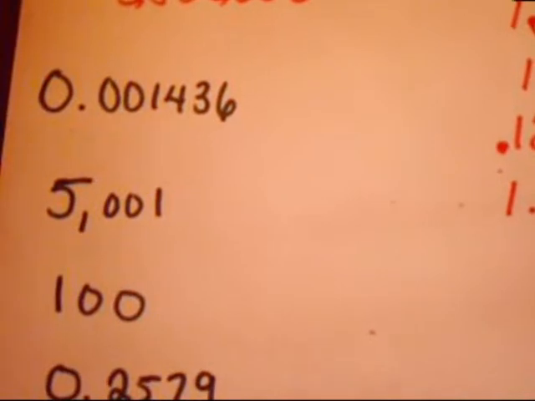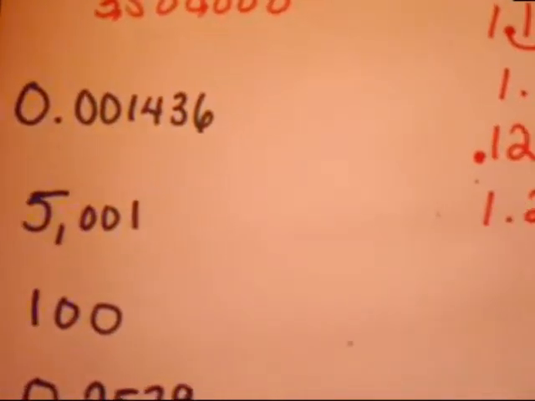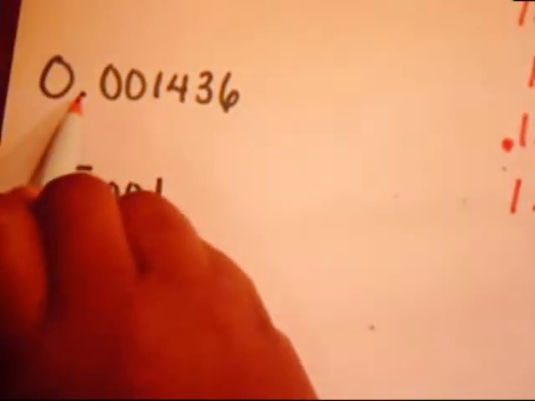So, for example, you got 0.001436. There's a certain place where I need to stop my decimal to see where the number is going to be greater than or equal to 1, but less than 10. Okay, let's move it. First of all, which direction do I need to move it to make it big enough? To the right.